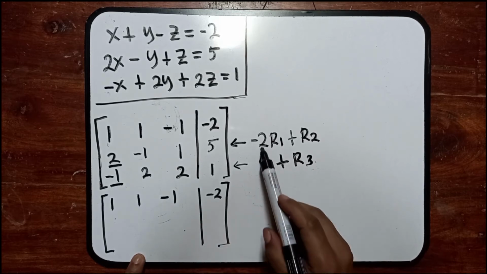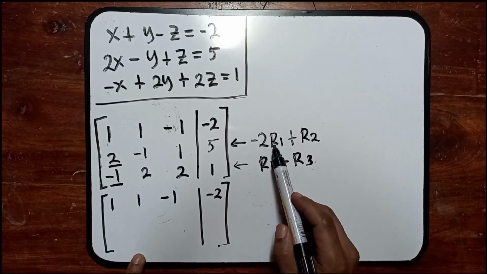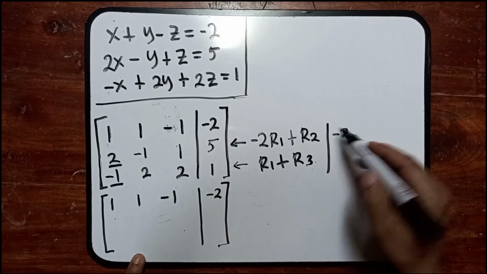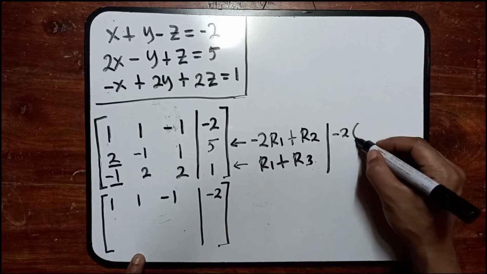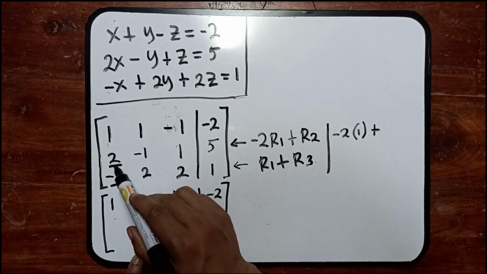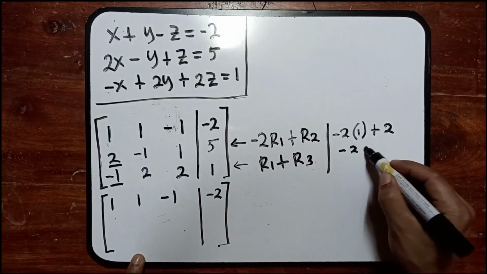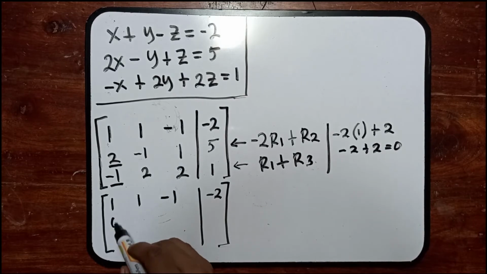Alright, so this time we will work on the second row. Negative 2 times R1, so this becomes negative 2. So this is our negative 2 times R1. R1 is 1, and then plus 2. So this becomes negative 2 plus 2, this becomes 0. So that is why we are going to write here 0.